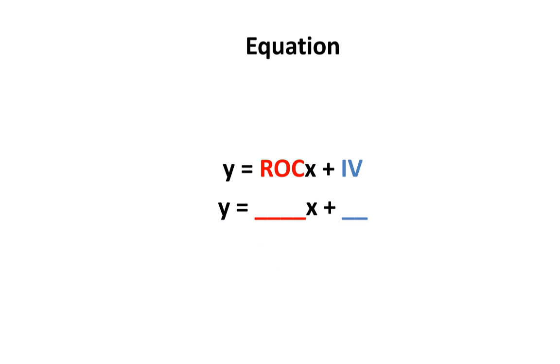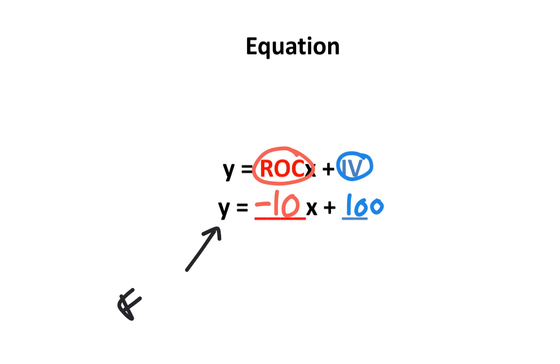I can now represent the situation with an equation. Instead of writing rate of change, I'm going to write negative 10, since field goal percentage drops by 10% for every 1 foot. And the initial value was 100%, since that was this player's field goal percentage when they were 0 feet from the net. Therefore, this situation can be represented with the equation y equals negative 10x plus 100, where y is the field goal percentage and x is the distance in feet.